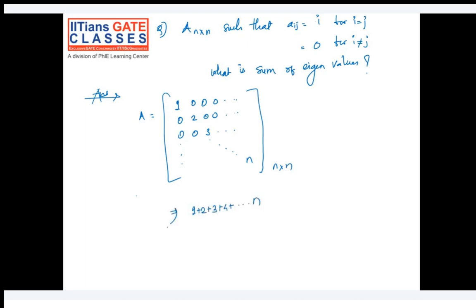A matrix which is n cross n, in which A of ij equal to i if i is equal to j, otherwise it's 0. It means it's a diagonal matrix, and diagonal terms are 1, 2, 3, 4, so on till n. So trace will be the sum of those natural numbers. You'll end up with n into n plus 1 divided by 2. Okay. Is it clear?